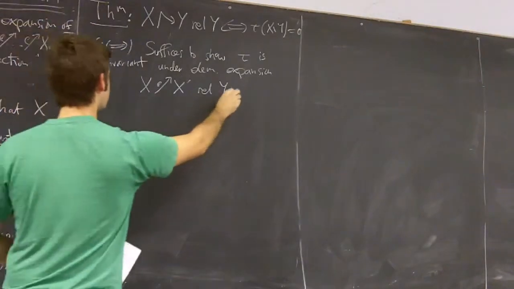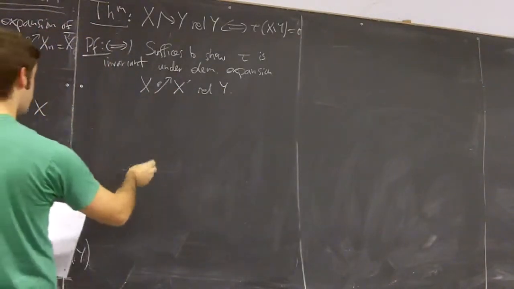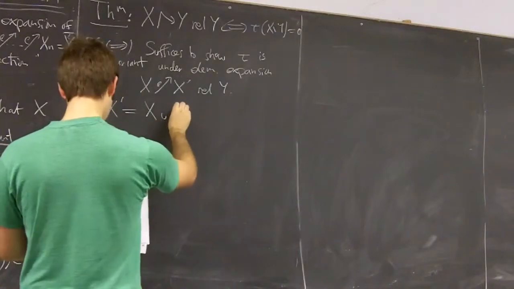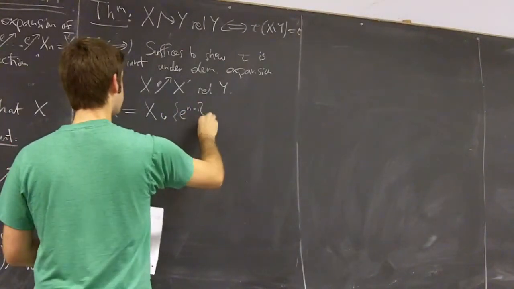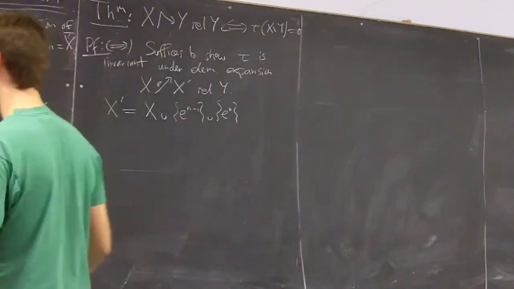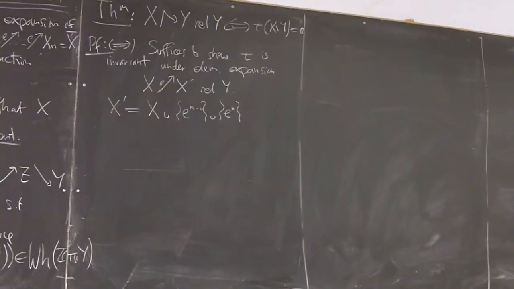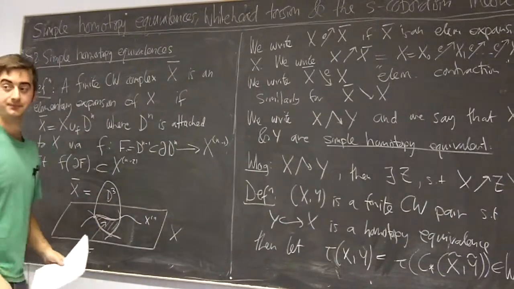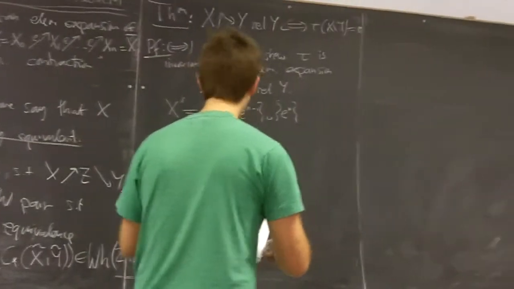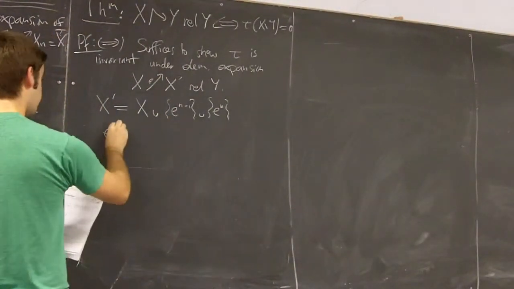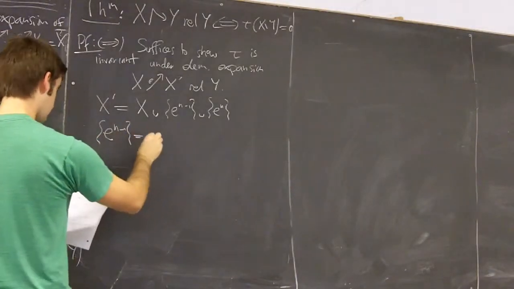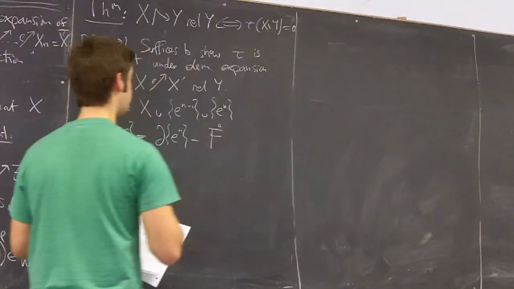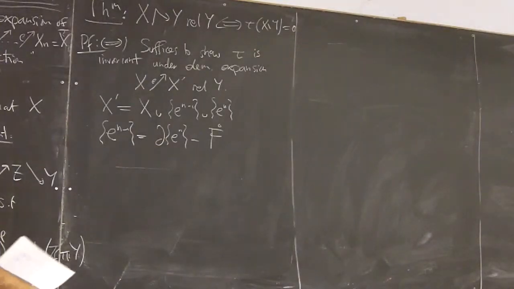So suppose this is the case, then we can write X prime as X union 2 additional cells. So it's union some n-1 cell and some n cell. Why is it 2 cells? Well, we've got the D3 and we've got the boundary minus f. These are the 2 new cells. So E^{n-1} was the boundary of this E^n minus the interior of what I called f. This was the way that E^n is attached.